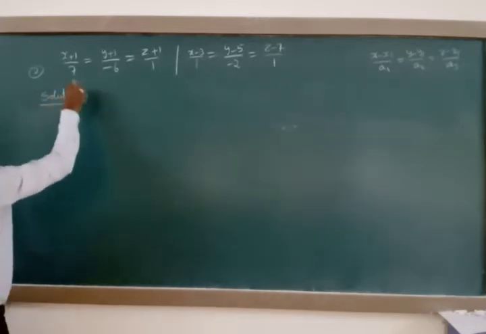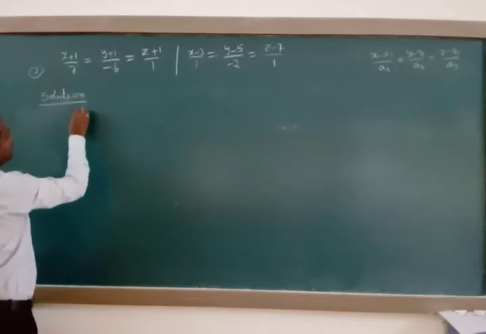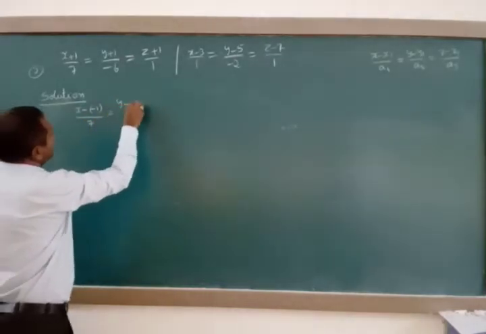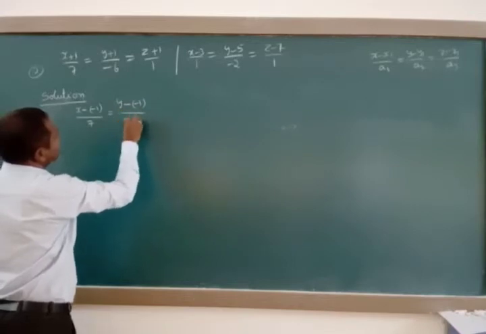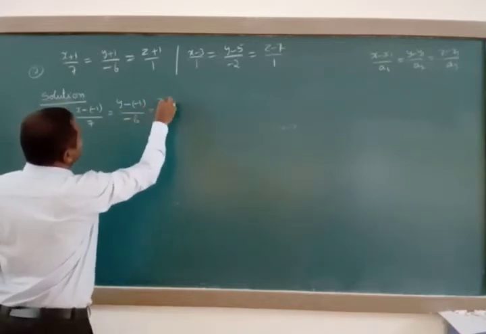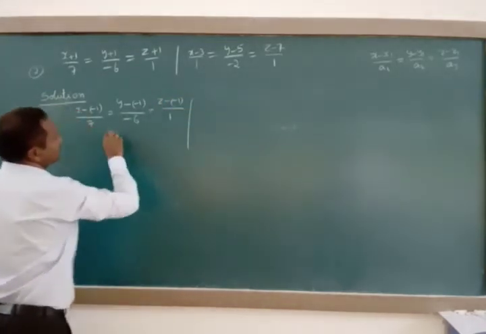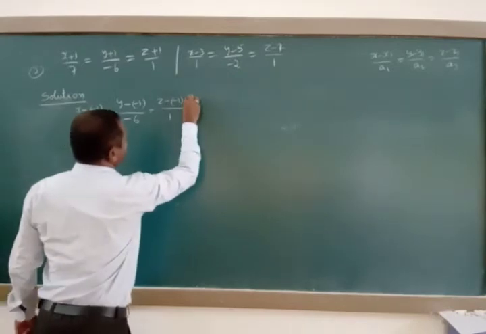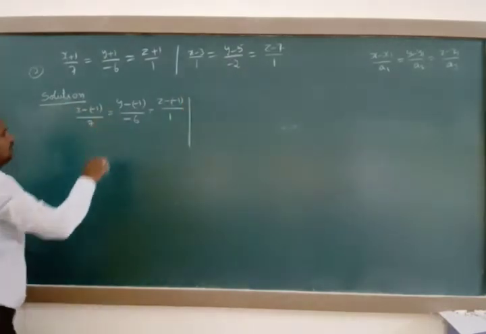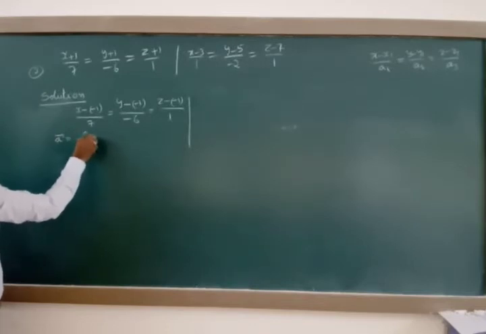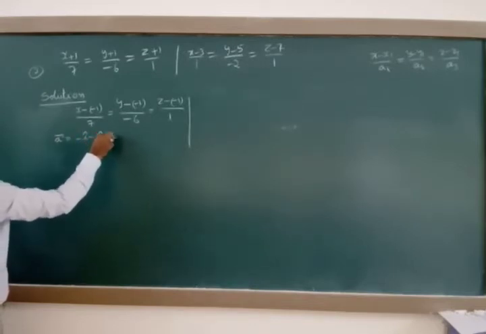The given lines, first you convert into that form. That is, x plus 1 can be written as x minus of minus 1, whole divided by 7; y minus of minus 1, whole divided by minus 6; z minus of minus 1, whole divided by 1. The first point is minus 1, minus 1, minus 1. You consider a vector equal to minus i cap minus j cap minus k cap here.